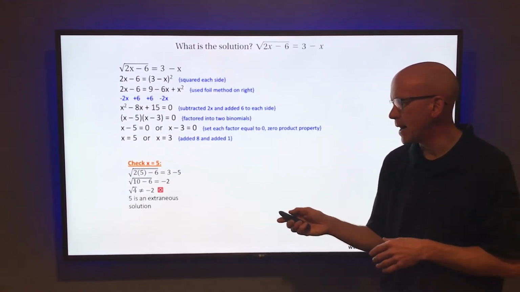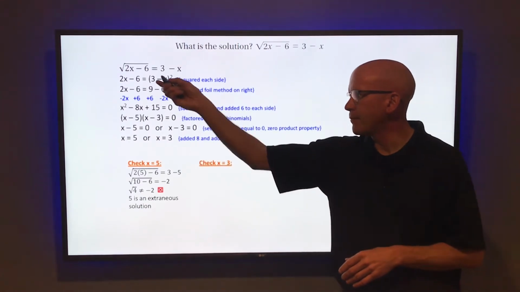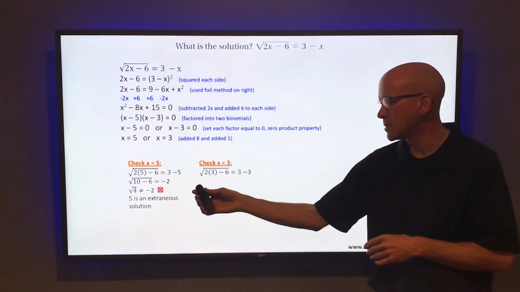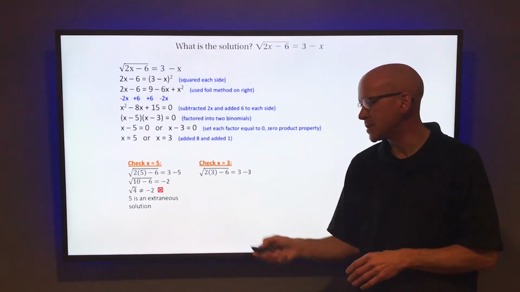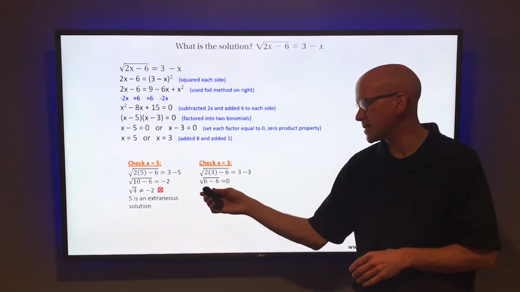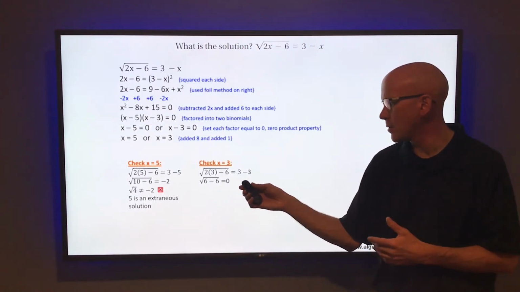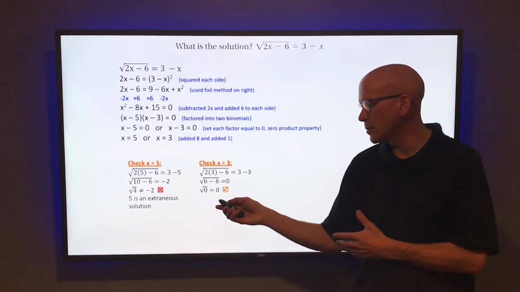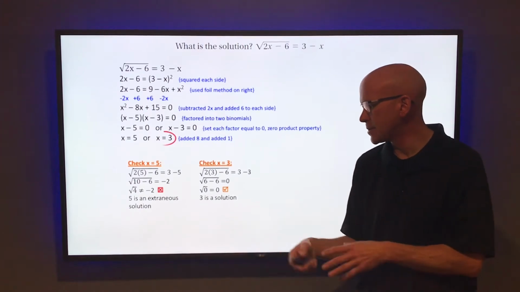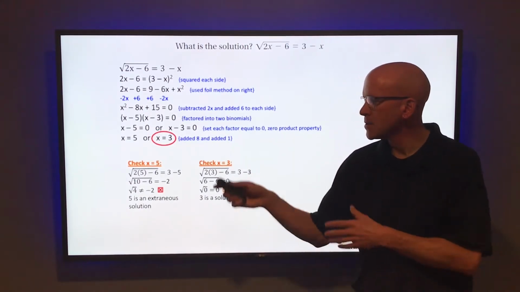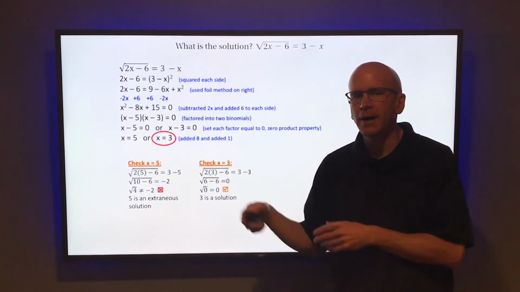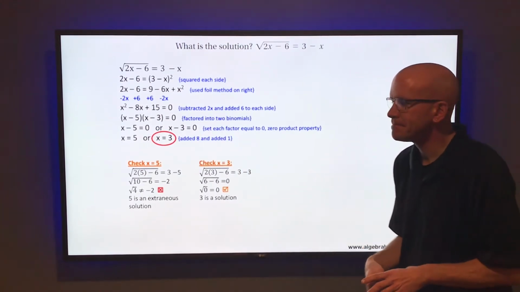I'm going to check 3 back in. So if you put 3 back in for x into that original equation, it'd be the square root of 2 times 3 minus 6 equals 3 minus 3. Well, 2 times 3 is 6. So under the square root sign, that is 6 minus 6, which is going to be 0. On the right, that's 0. Square root of 0 is 0. So 0 equals 0. That's a true statement. That means 3 is a solution. So 3 is a solution, and 5 is an extraneous solution.